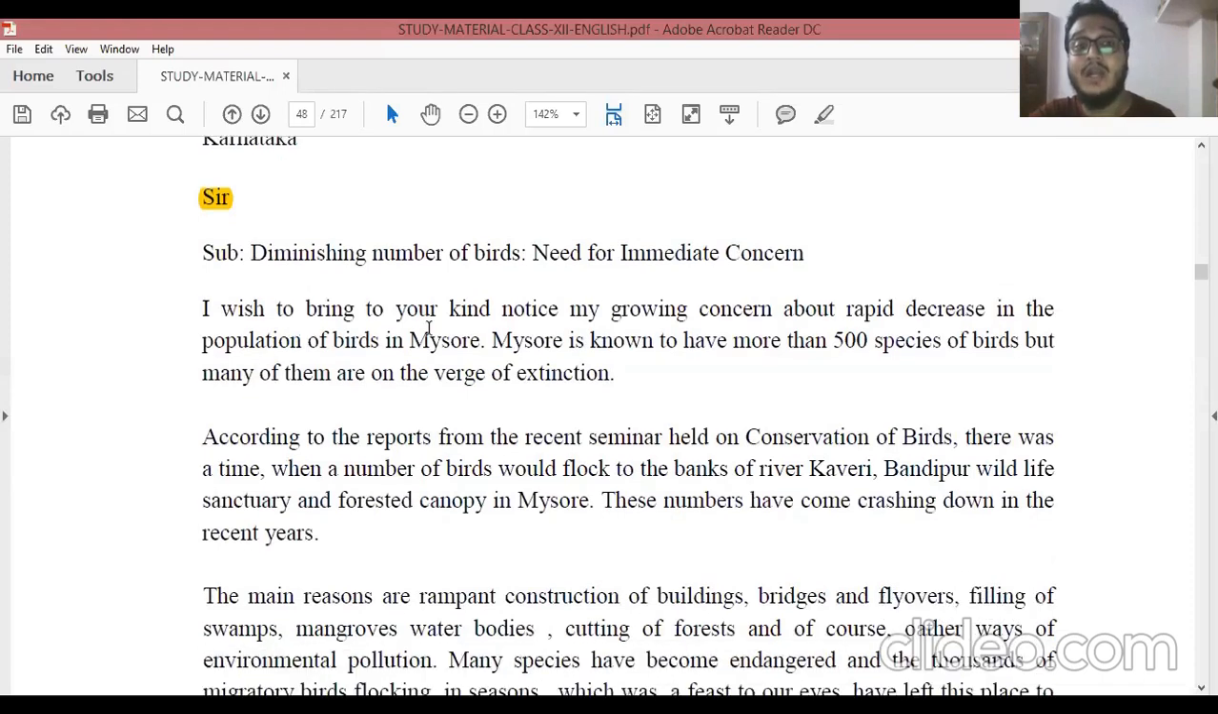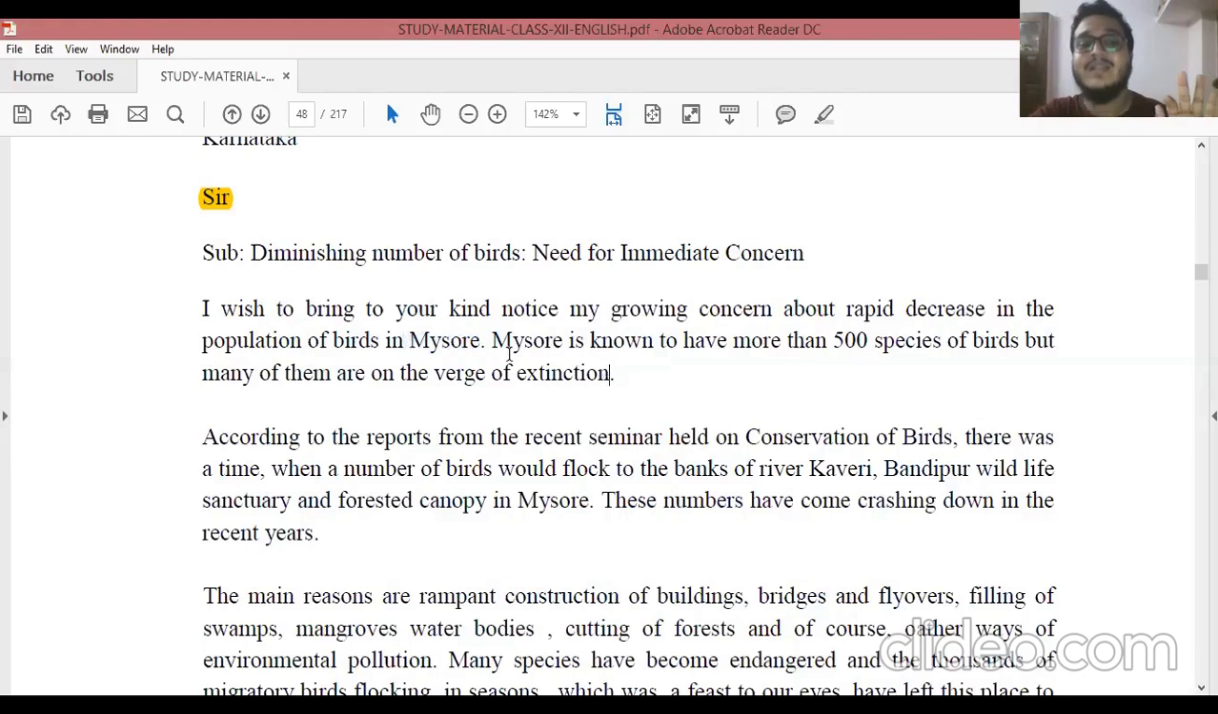I wish to bring to your kind notice my growing concern about the rapid decrease in the population of birds in Mysore. Mysore is known to have more than 500 species of birds, but many of them are on the verge of extinction. See, the issue has been highlighted. The first sentence is talking about the issue of Mysore, directly to the point.